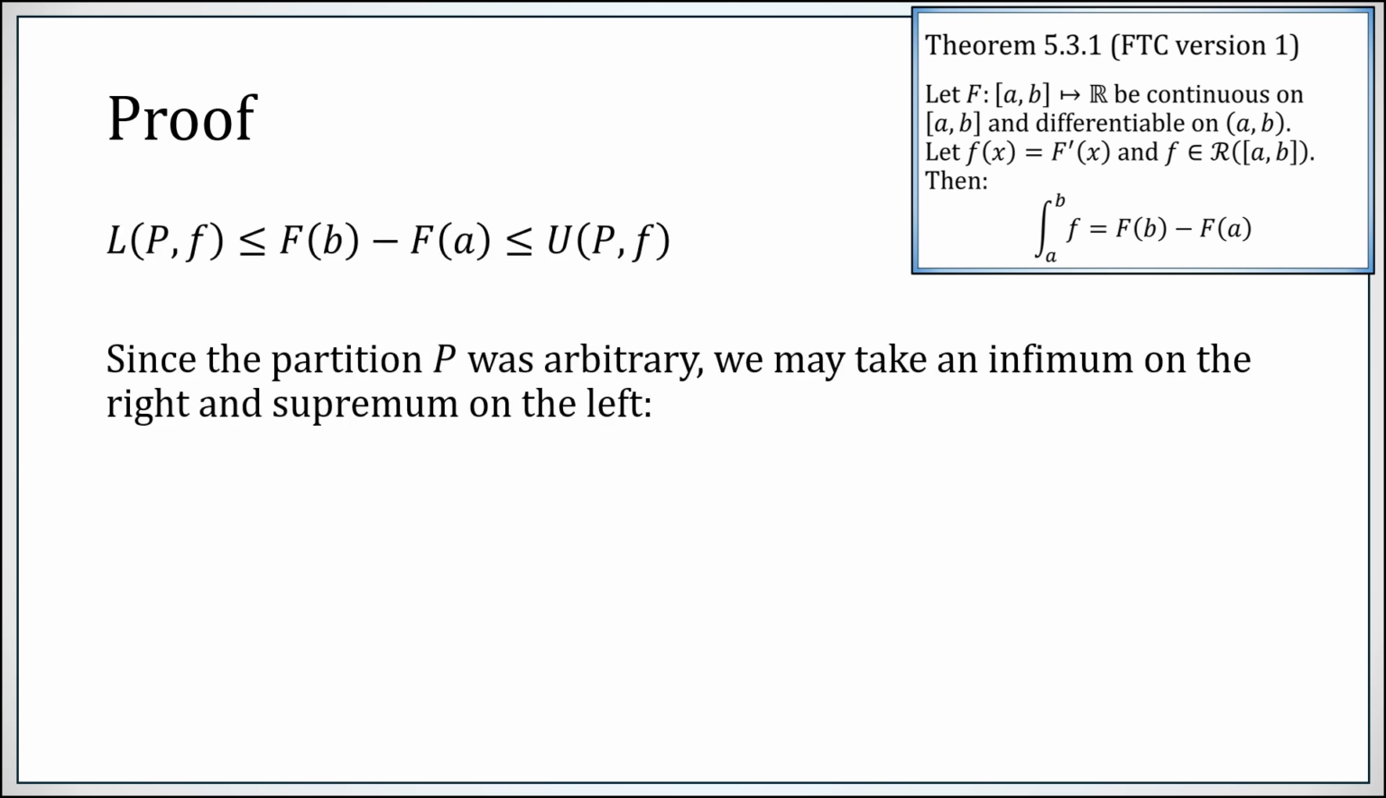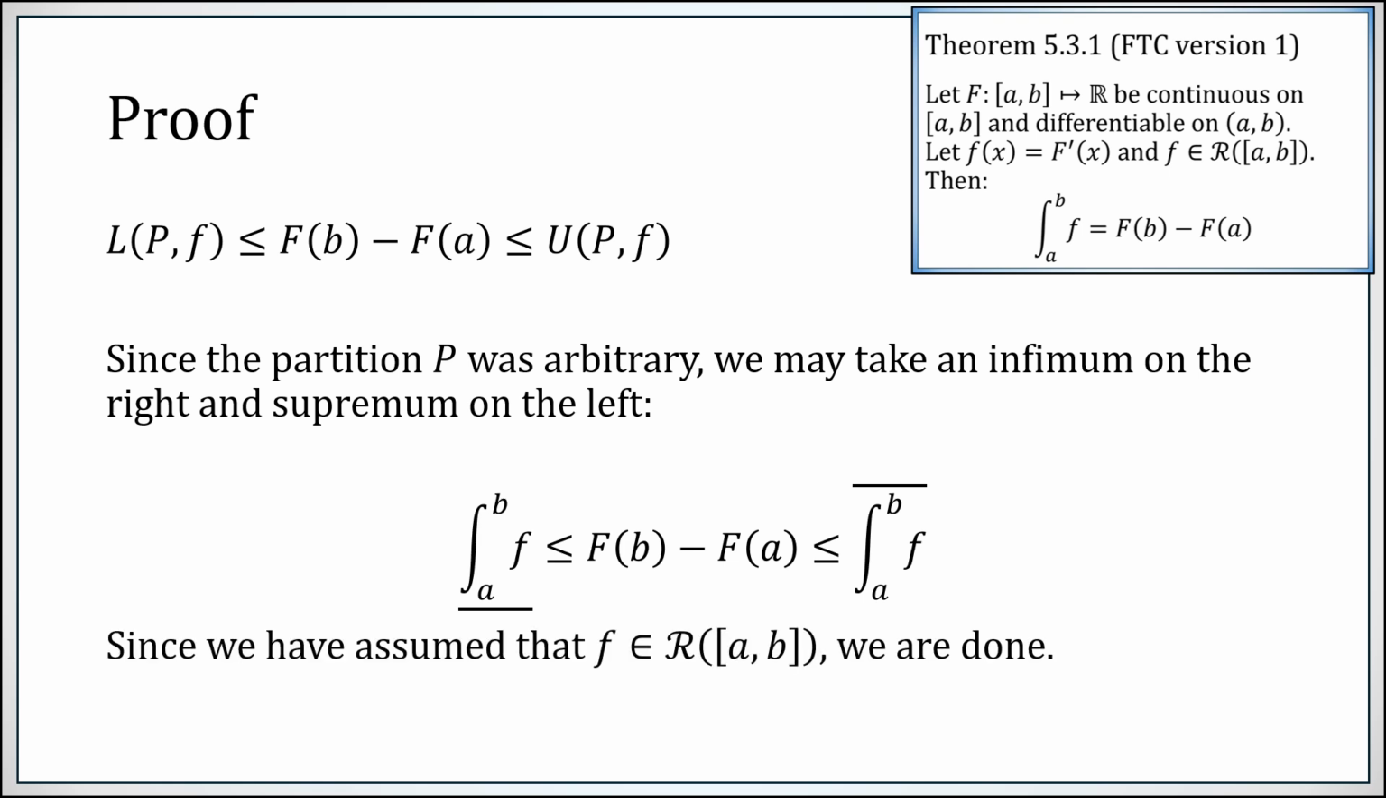Now the partition was totally arbitrary. So we can take an inf on the right and a sup on the left to see that the lower and upper integral of f on the interval from a to b act as lower and upper bounds on this difference, capital F of b minus capital F of a. Since we assumed that little f was Riemann integrable, all of this becomes an equality, and the theorem is proved. All right, so fundamental theorem proved.